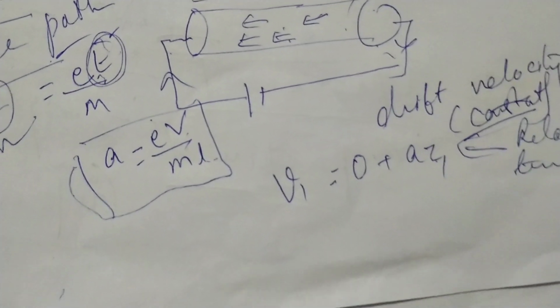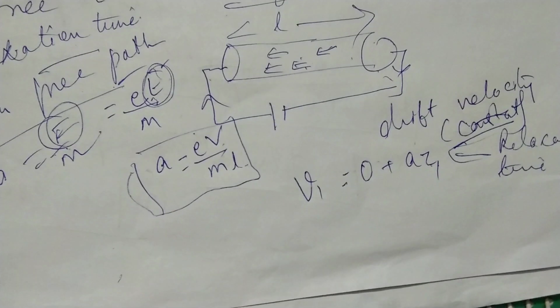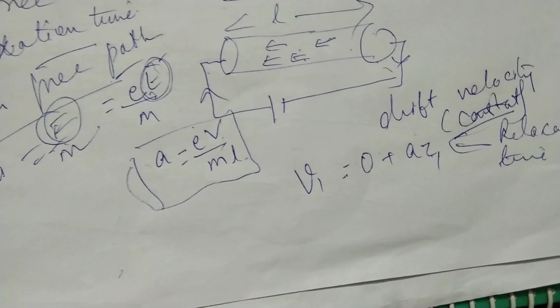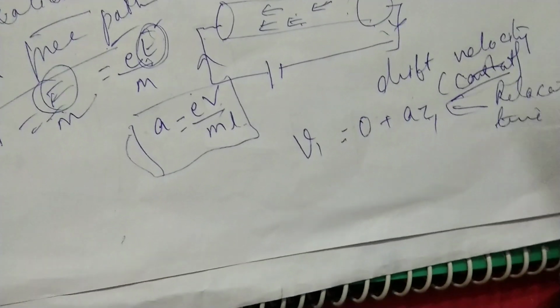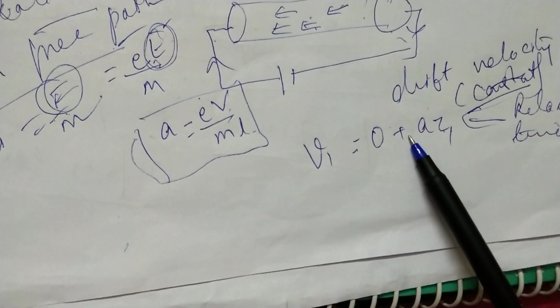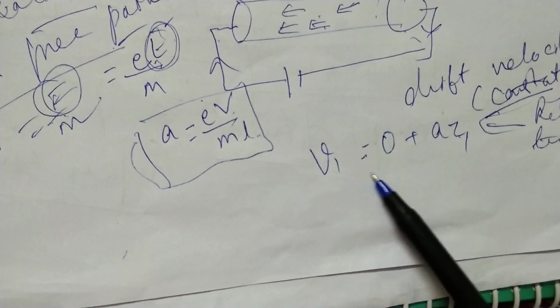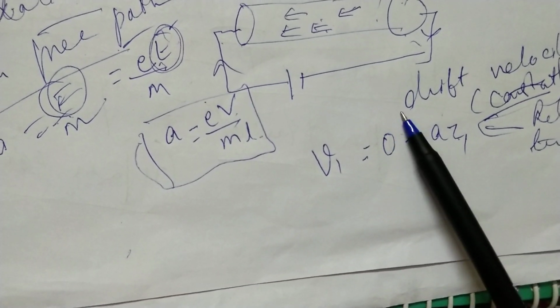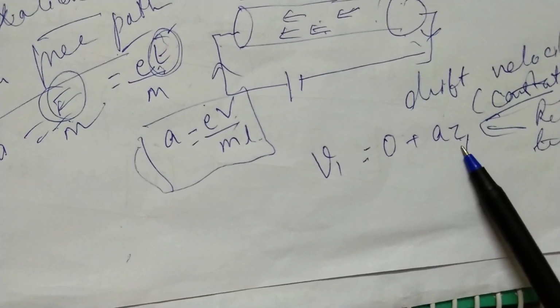Now we have seen that this is actually an idea. We will define drift velocity a little later. So for drift velocity, we have the formula v = u + at. Here u is zero, since the electrons start from rest, so we get this relation as v1 = 0 + a tau1. Tau is the relaxation time.